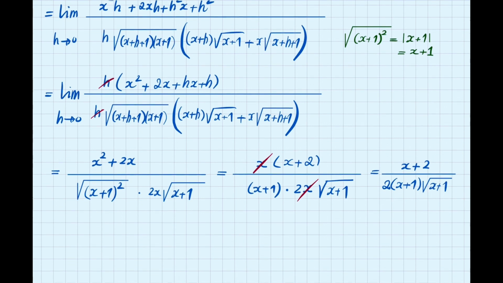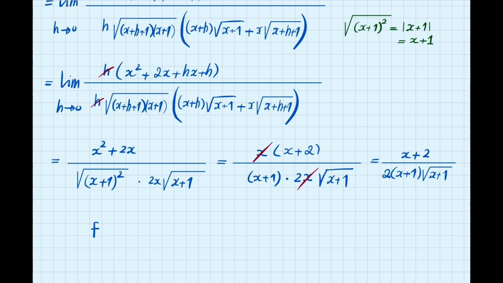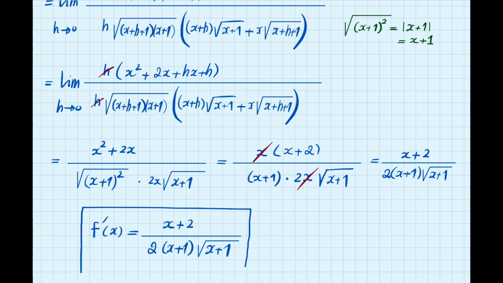Yes, so finally we realize that the derivative of the function that we were looking for is simply x plus 2 divided by 2 times x plus 1 times square root of x plus 1. This is the solution to this problem.